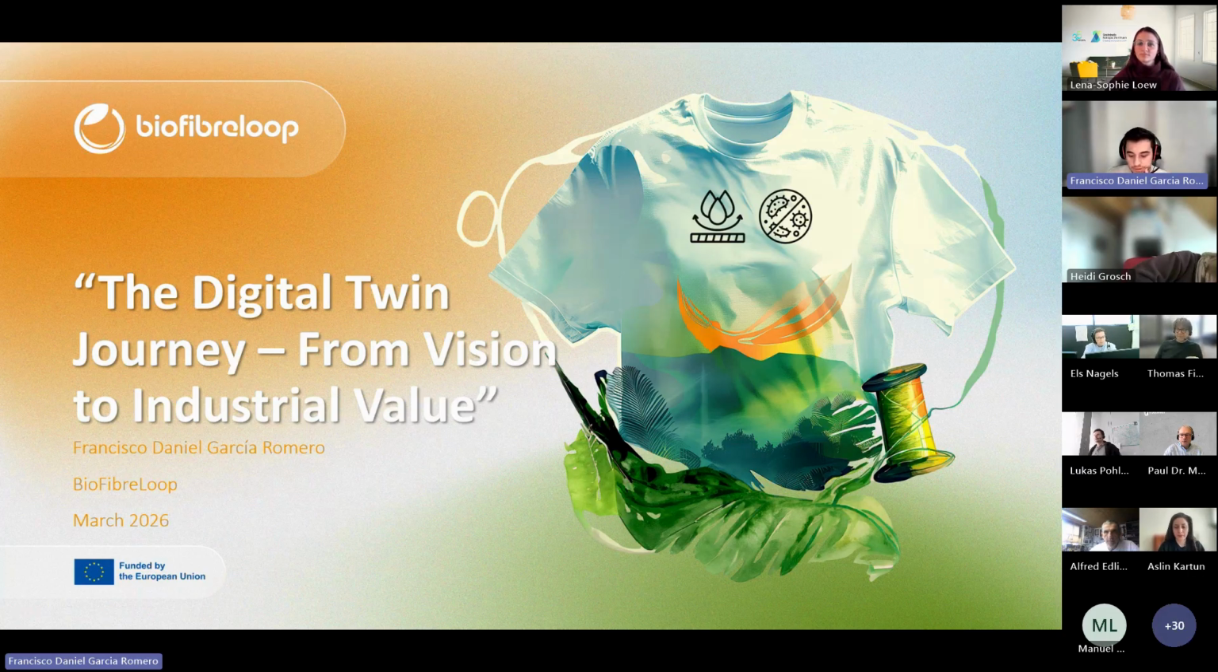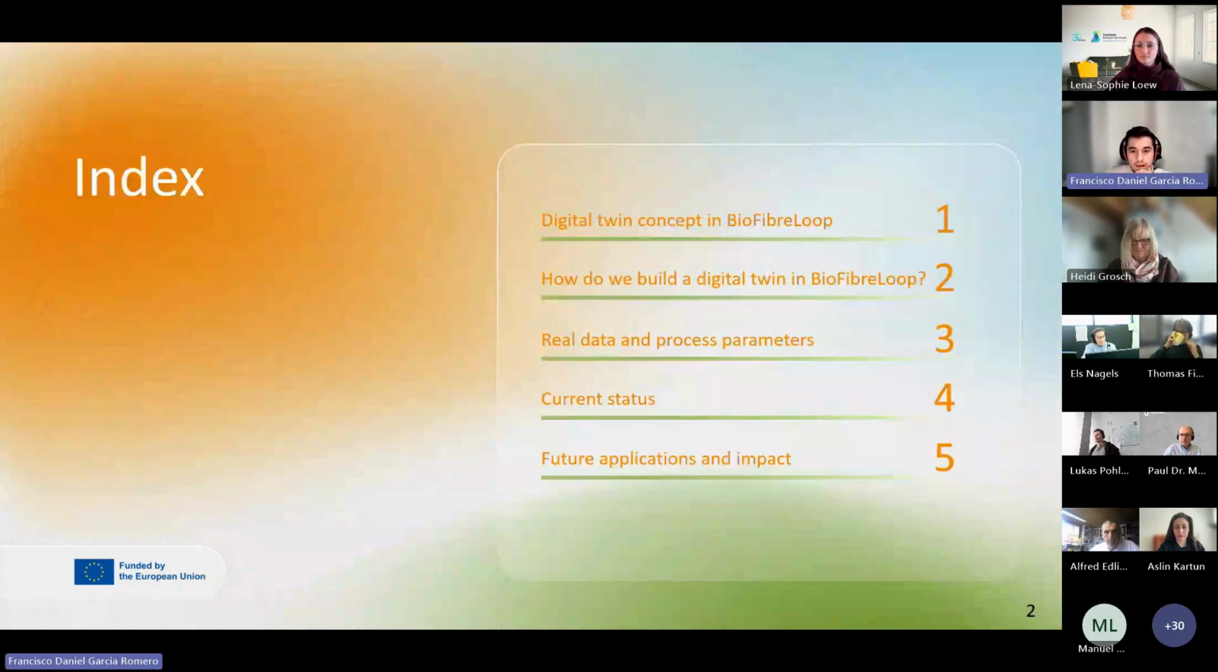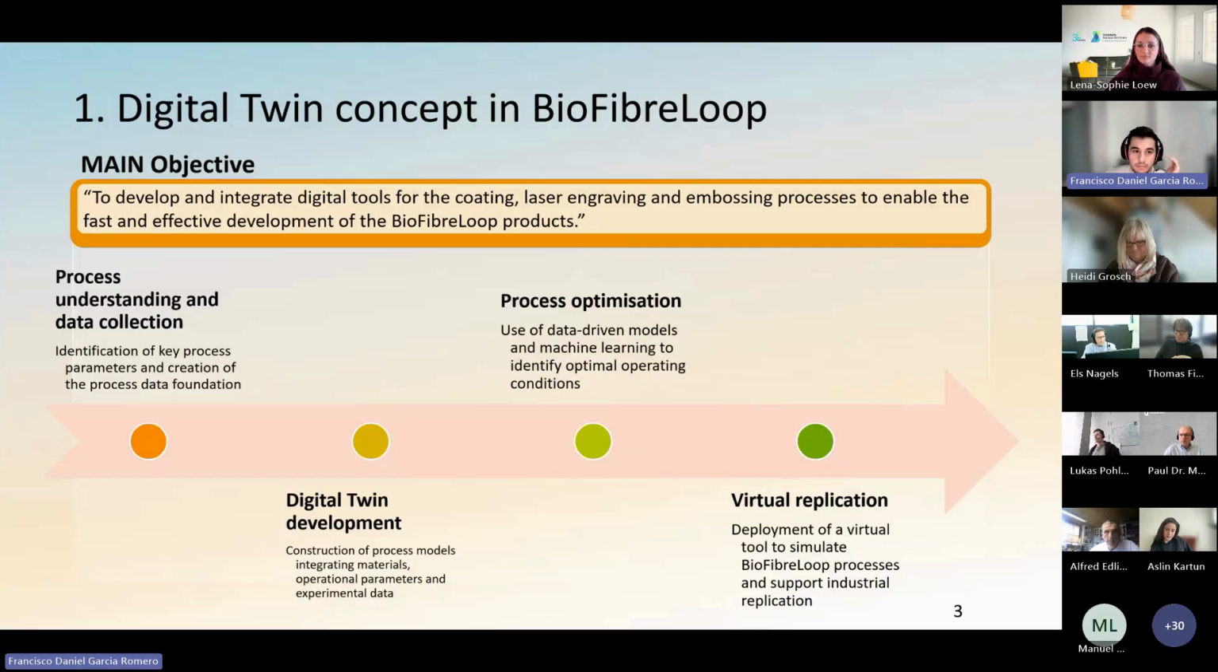So here we are, Francisco again from IDENER, and I will now present the concept of the digital twin in BioFibreLoop. I will start by explaining what the digital twin concept is in this project. The objective, as described in its corresponding work package and task, is to develop and integrate digital tools for the key processes in BioFibreLoop to enable the fast and effective development of the final BioFibreLoop products.